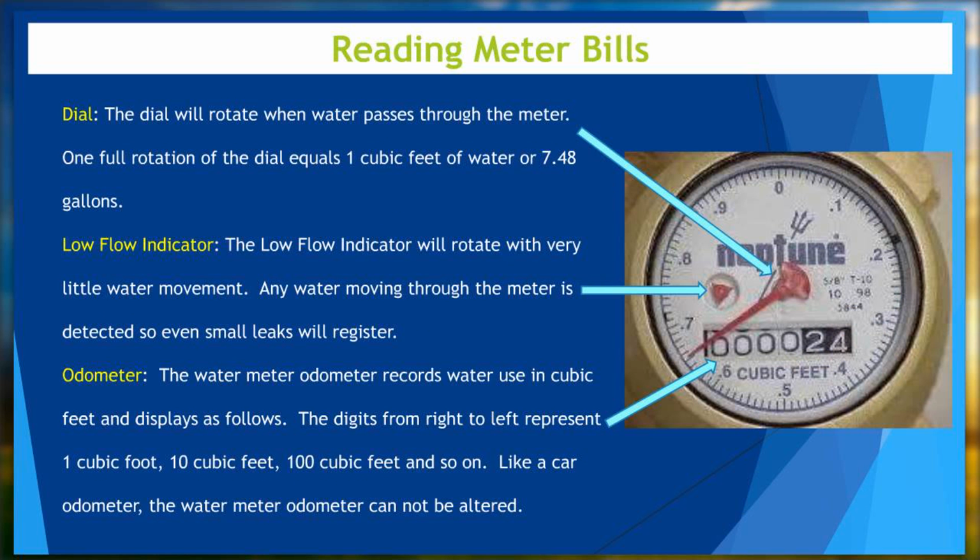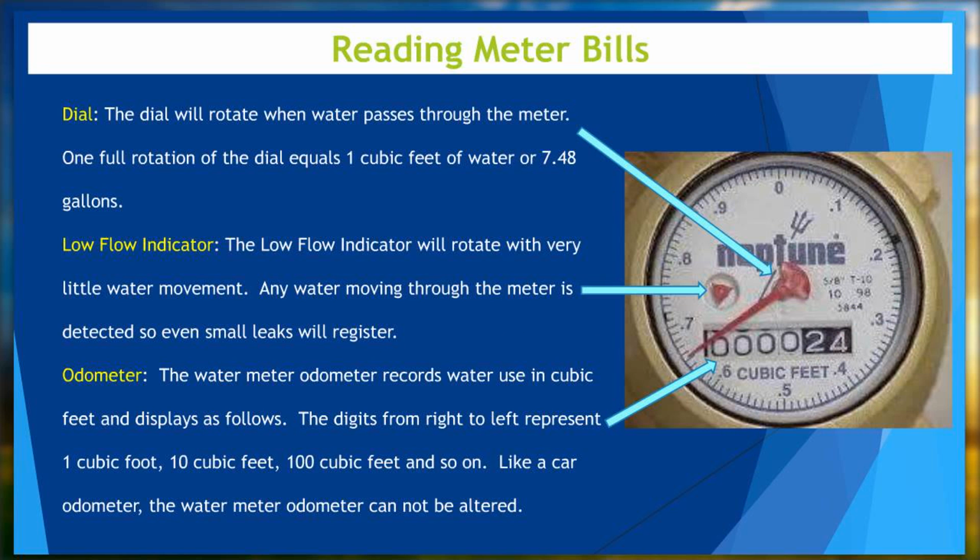So we'll start with reading the meter bill. Now, a lot of utilities are moving to digital meters, similar to our energy meters, that are read digitally, and you don't have to have a meter reader coming out to actually read it. But it's good just to understand the general idea of what a meter looks like and how we can gather that information. So the first arrow points down to the dial.